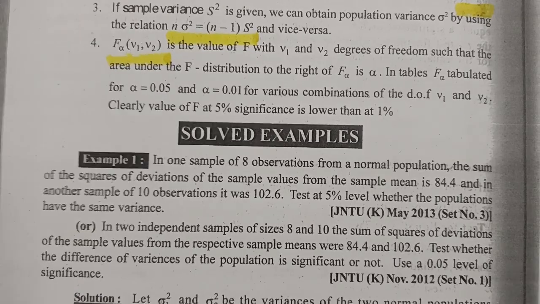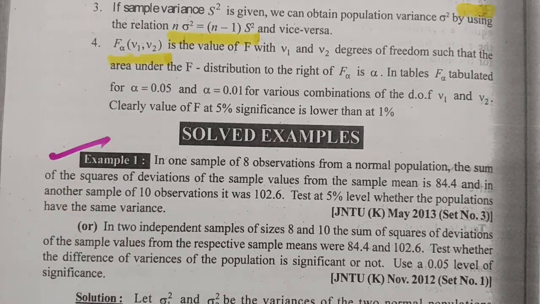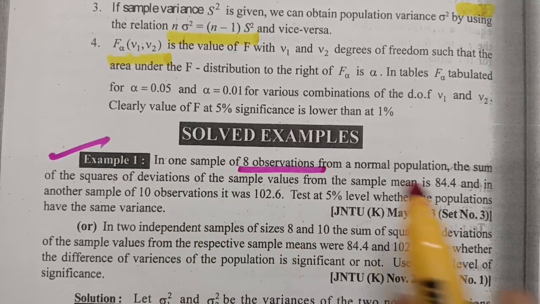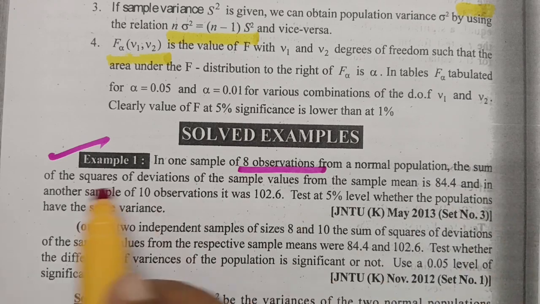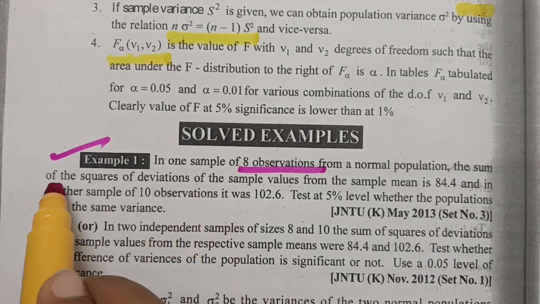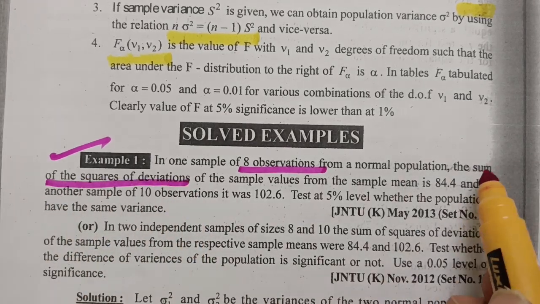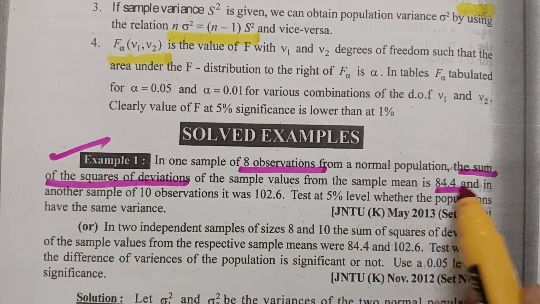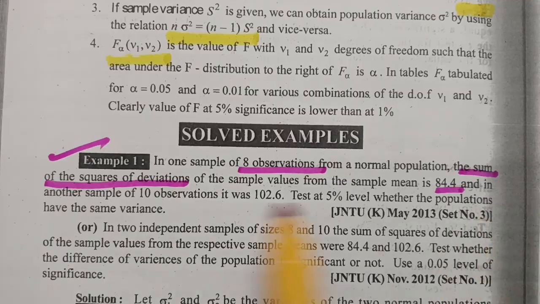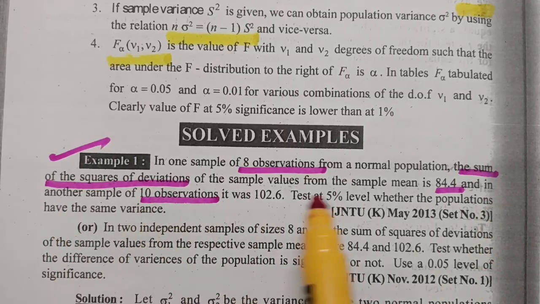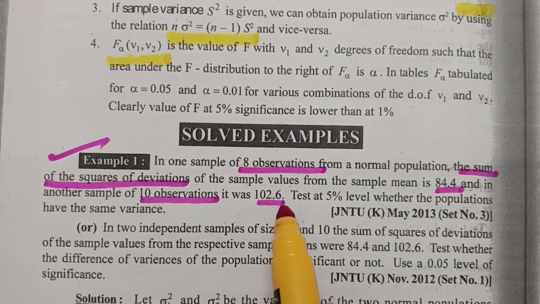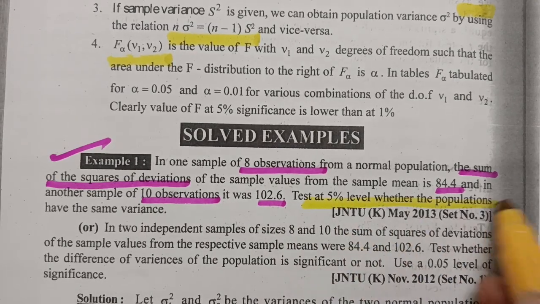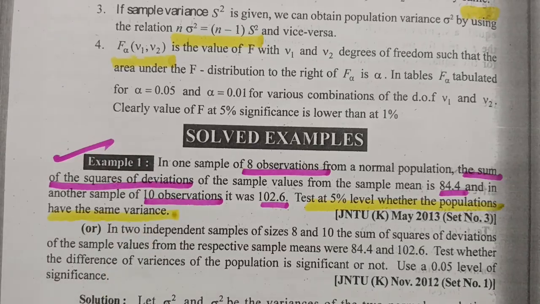The first example here is example 1. In one sample of 8 observations from a normal population, the sum of the squares of the deviations, this is very important, the sum of the squares of the deviations of the sample values from the sample mean is 84.4, and in another sample of 10 observations, it was 102.6. Now we have to test at 5% level of significance whether the populations have the same variance.